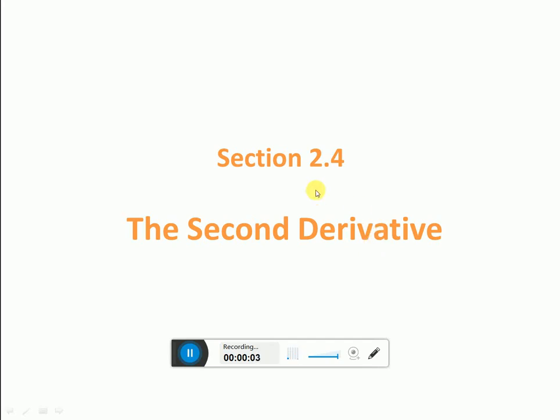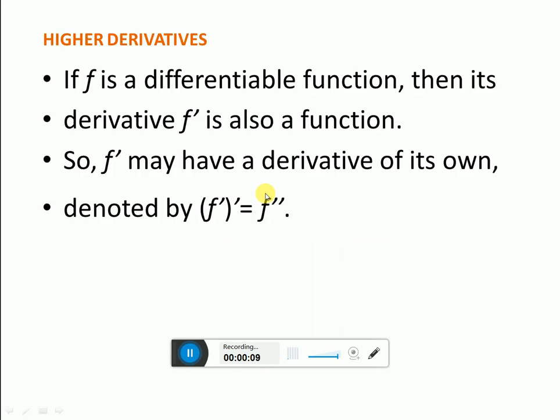Alright, so section 2.4 is about the second derivative. Now we have been talking a lot about the first derivative, which is the rate of change of the function or the slope of the tangent line. Now if f is a differentiable function, that means I have the derivative of the function, then its derivative is also a function.